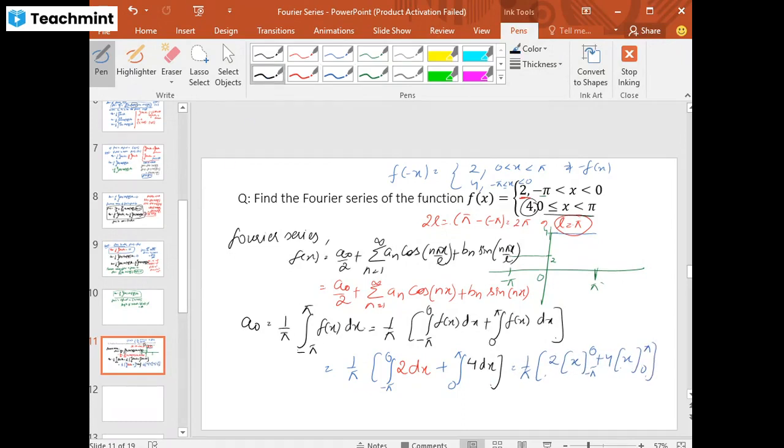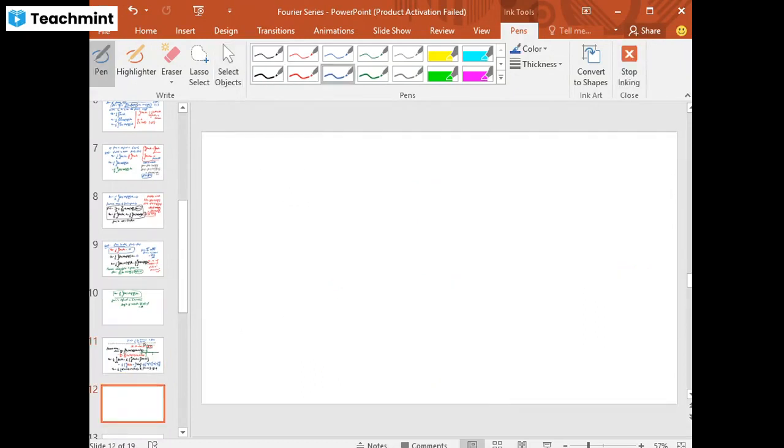So on solving this, what do we get here? A naught equal to 1 upon pi. This is 2 times upper limit minus lower limit, plus 4 times upper limit minus lower limit. This is 1 upon pi, this is 2 pi plus 4 pi. The answer is 6 pi upon pi, so the answer is 6. So what is the value of the Fourier coefficient a naught? a naught comes out to be 6.